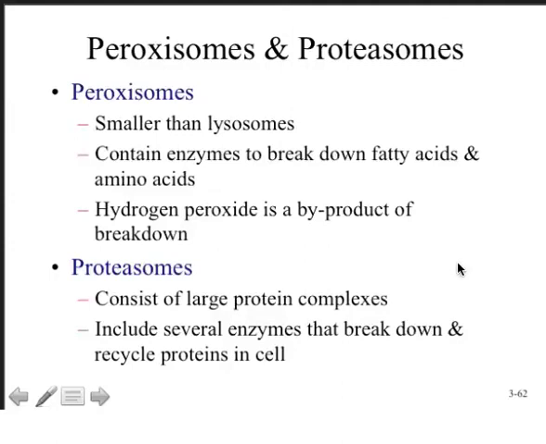Proteasomes are large protein complexes, and they include enzymes that break down and recycle proteins in the cell. One of the things that's important for the cell to maintain integrity is that it doesn't want to have to make everything from scratch. So whenever possible, the cell will try to recycle components and reuse them, and that's part of what the lysosomes and the proteasomes do for the cell: useful components are retained, and the cell can then incorporate them into macromolecules in the course of biosynthesis.